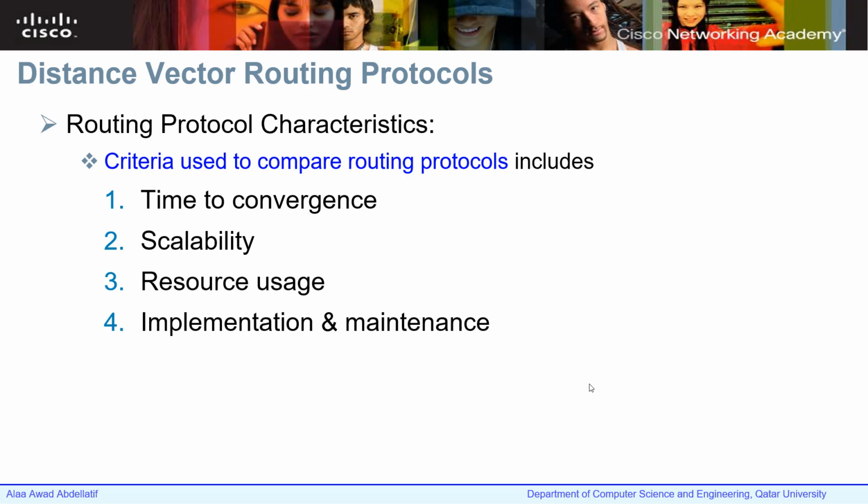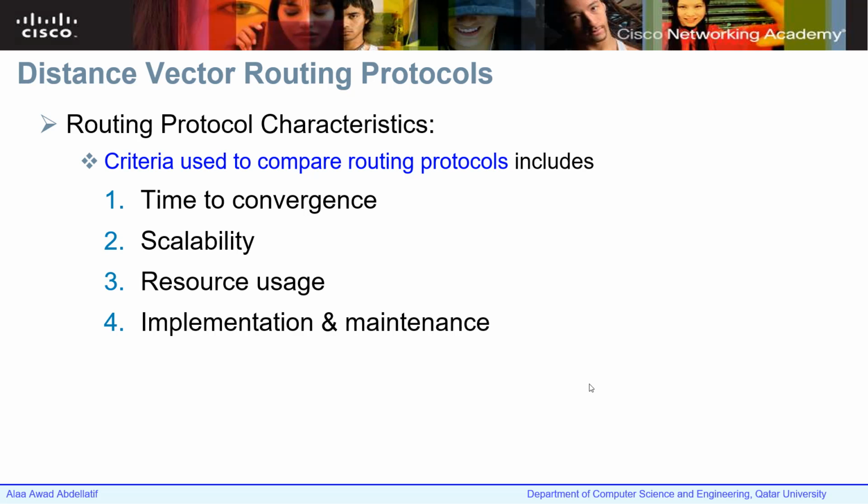Convergence means we reach a steady state. All routing tables are the same in all nodes, and none of the routers will change their routing tables based on new information. There is no new information exchange between routers, and all routing tables are the same at all routers, and we reach a steady state. That is the convergence.